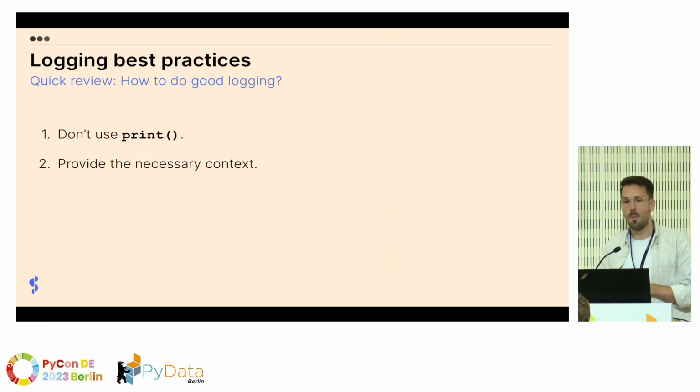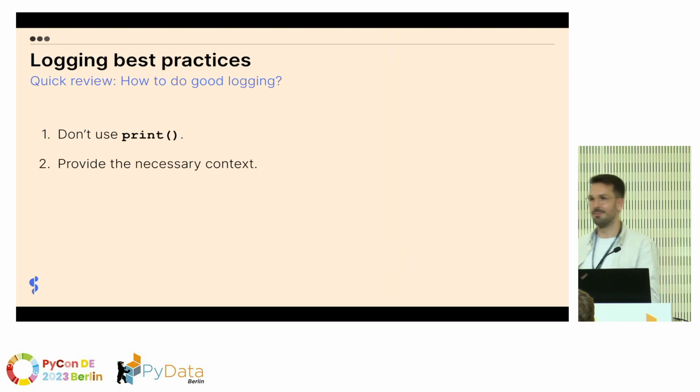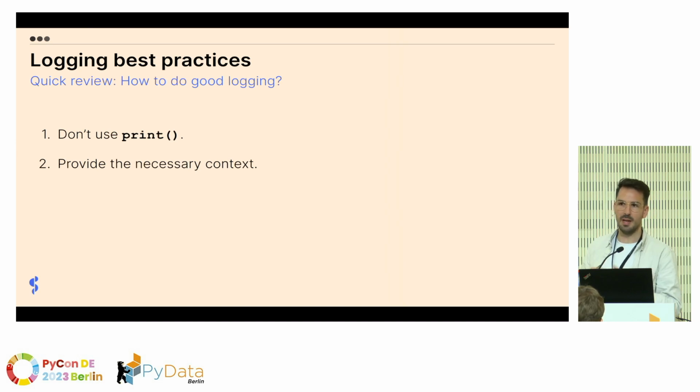Next thing is, provide necessary context. We just said that we want to understand why things happened in your system, not just what happened. So give me context for that. If you're, for example, in a Dask cluster and you're stopping a worker, don't just say, like, I stop a worker now. Tell me which worker you stopped, maybe even why you did that in the first place. I want to know what happened and in which context.